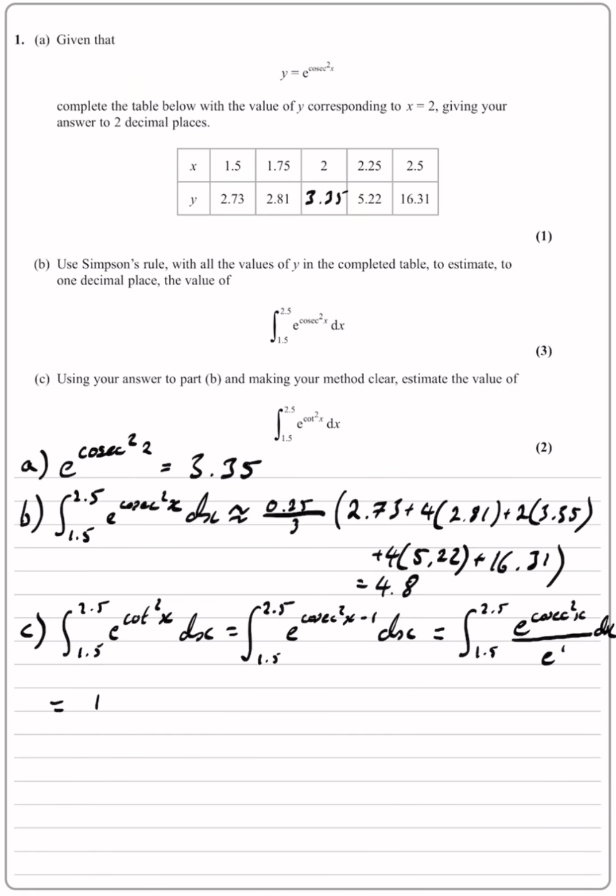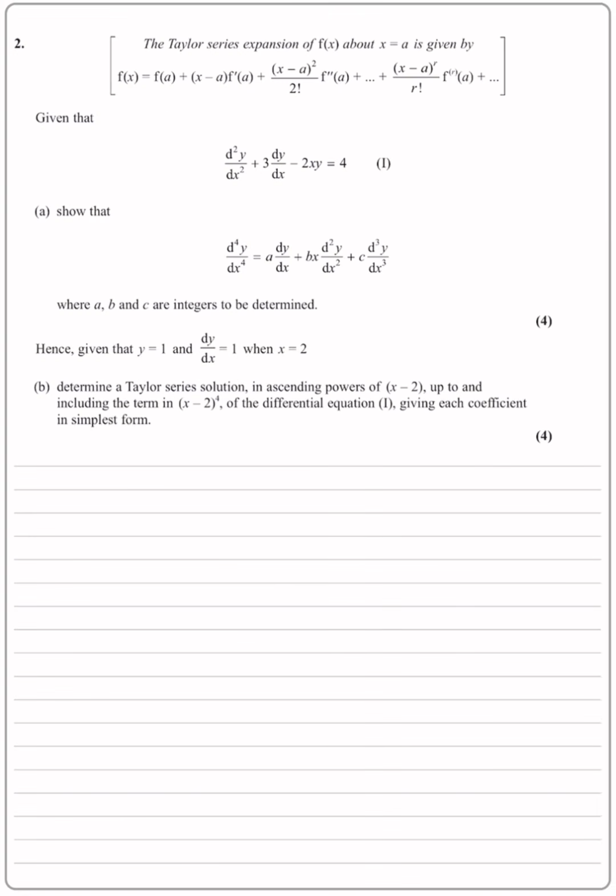Now e to the 1 is a constant, so I can take 1 over e, or e to the minus 1 if you prefer, out the front of the integral. And it's 1 over e lots of the calculation we have already carried out. So we can take our 4.8 from part B and just divide it by e. That comes out as 1.8. And that's my answer for 1C.